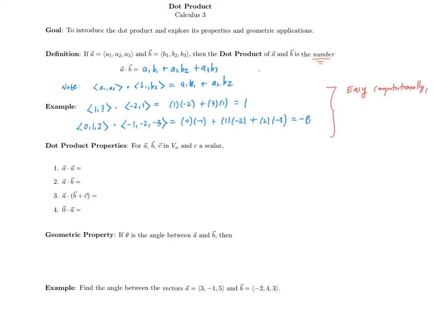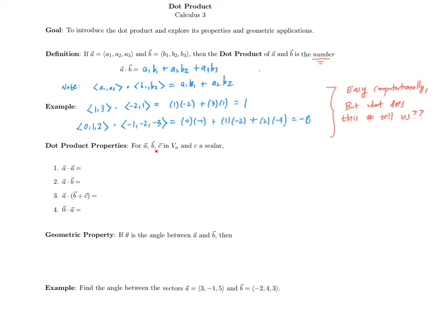I think we can all agree multiplying some numbers together and adding them up is not a difficult task. But the real question that we have is, what does this number tell us? It's very easy to compute the dot product of these two vectors, but what does it mean? What does it tell us about the vectors? In order to begin investigating that, the first thing I'm going to do is look at what we might think of as some basic properties of the dot product.